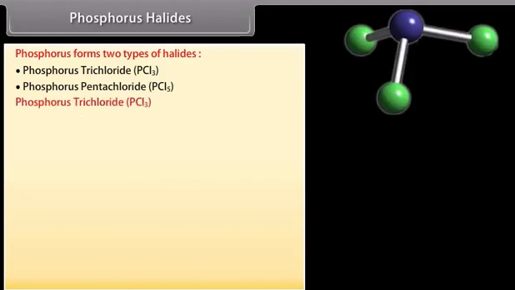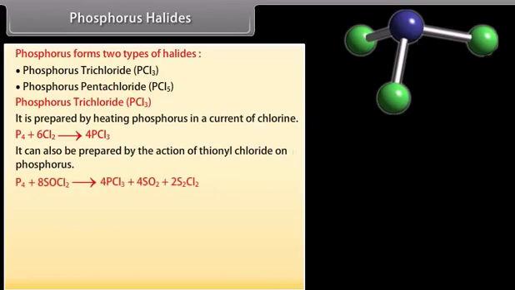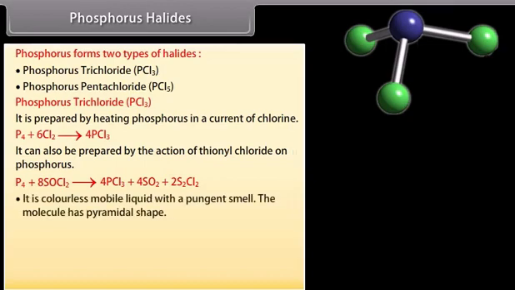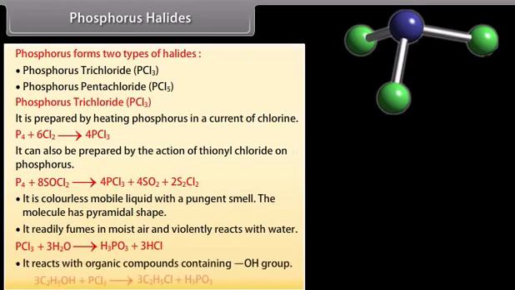Phosphorus trichloride. It is prepared by heating phosphorus in a current of chlorine. It can also be prepared by the action of thionyl chloride on phosphorus. It is a colorless mobile liquid with a pungent smell. The molecule has a pyramidal shape. It readily fumes in moist air and reacts violently with water. It reacts with organic compounds containing an OH group.